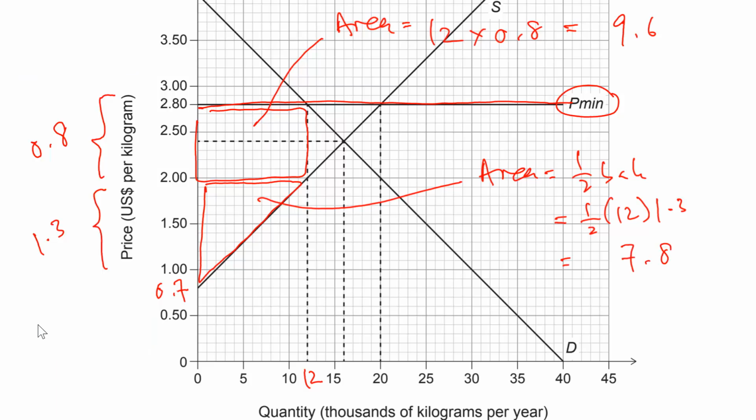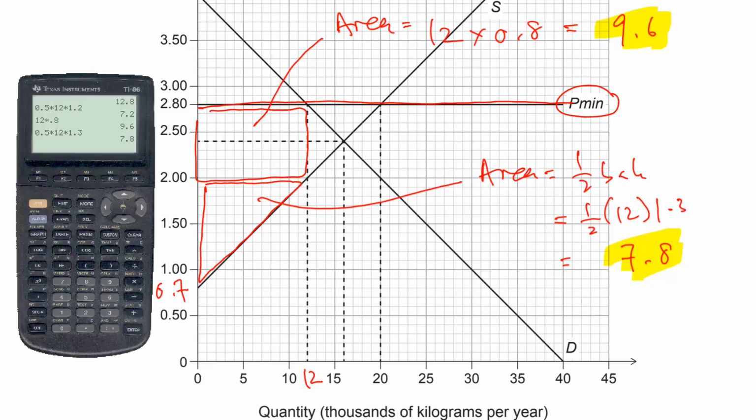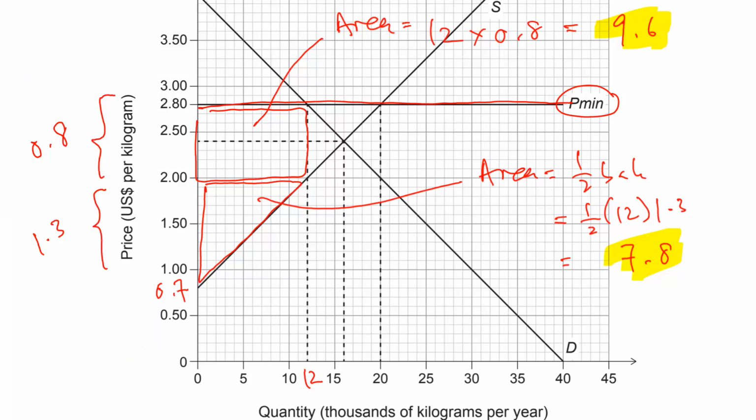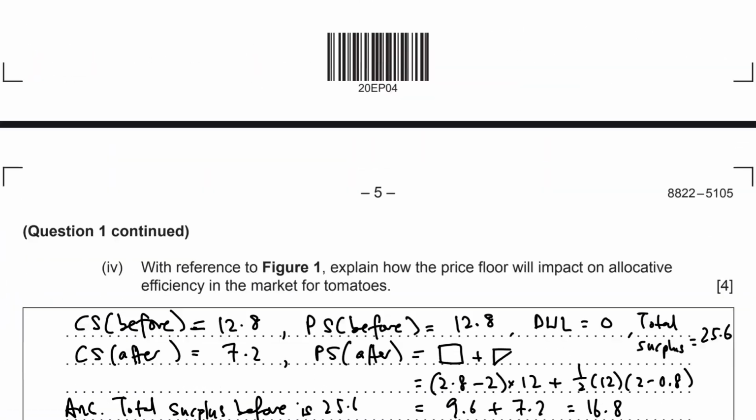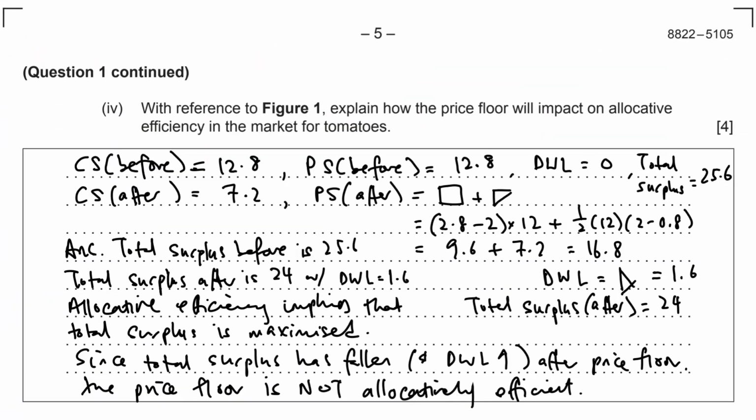Right, so the producer surplus after the price control is going to be 9.6 plus 7.8. So 9.6 plus 7.8 gives us a total producer surplus of 17.4. Let's go back down to our working space. So here we can see that the new producer... uh-oh, I think I've messed up somewhere.